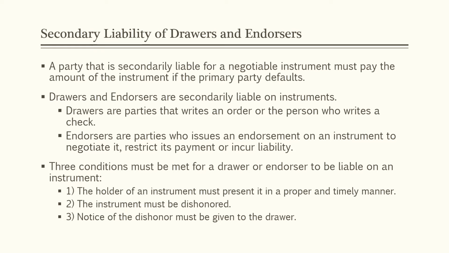For example, if Bob writes a check from his checking account to Cox Cable to pay his cable bill, Bob is the drawer of the check. Bob's bank is the drawee. Cox Cable would be the holder of the check. Cox presents it to the bank as the drawee to pay the check amount.